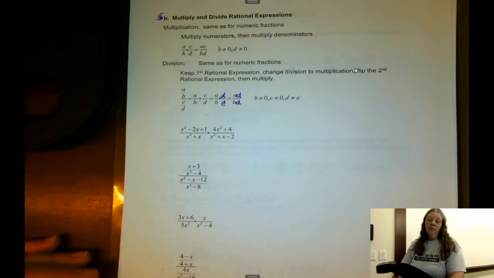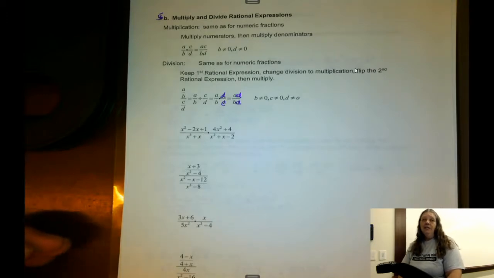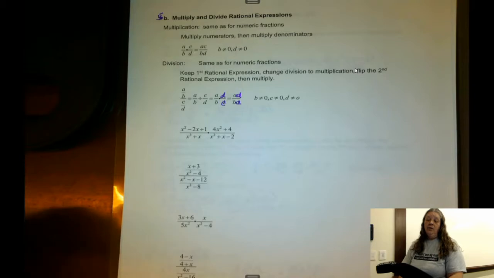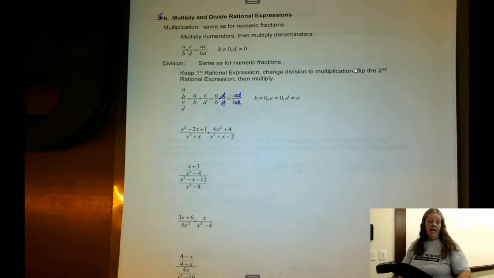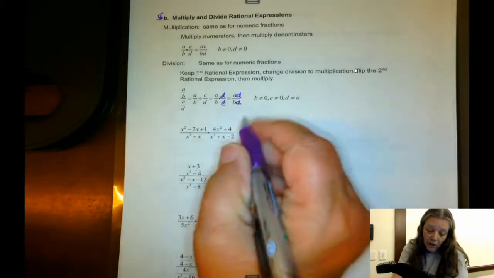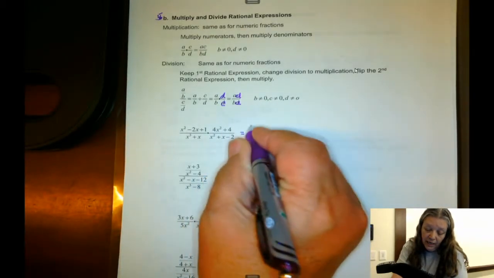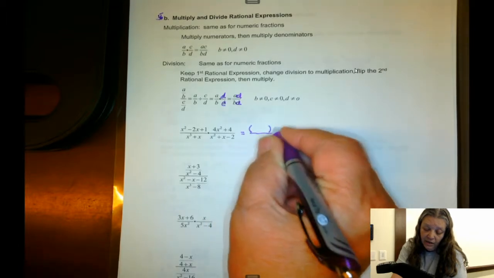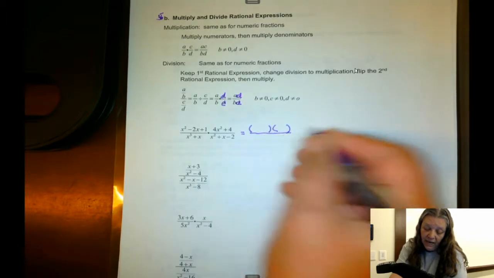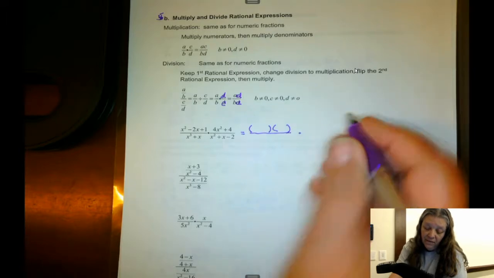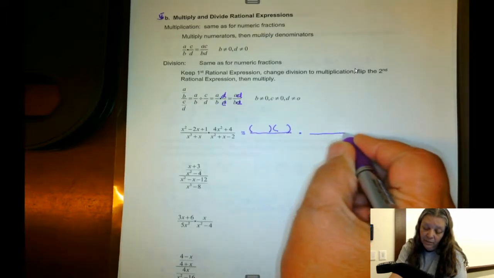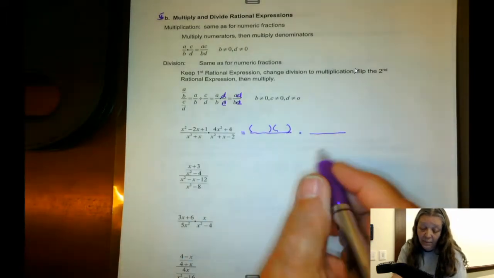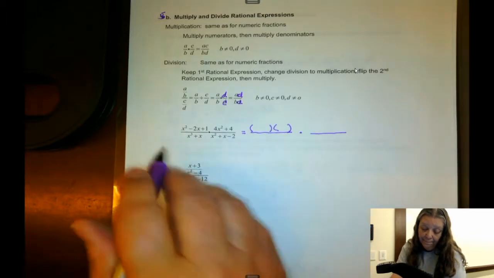But what's helpful is to cancel anything between a numerator and denominator that they have in common. So kind of reduce it as we go along. So what we'll start doing is factor each numerator and each denominator. Then if there's anything in common between a numerator and a denominator, we can cancel it.